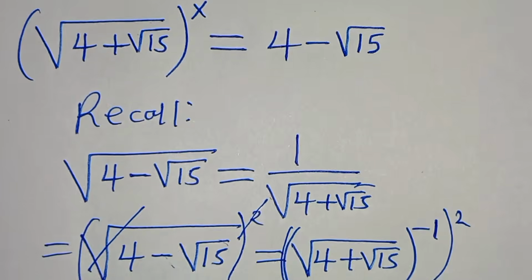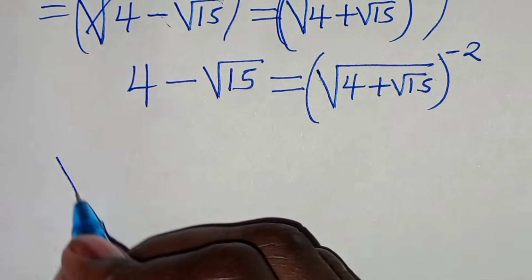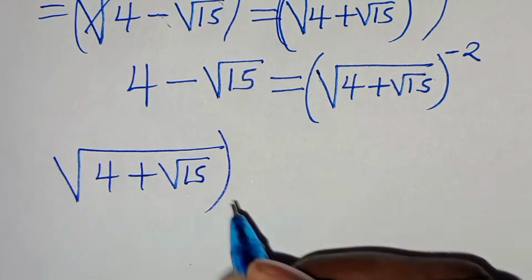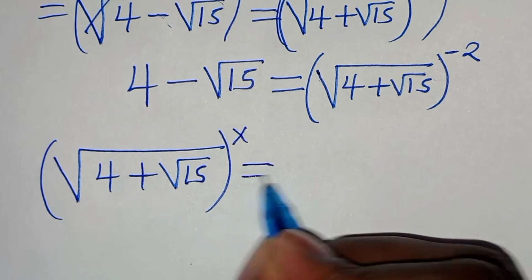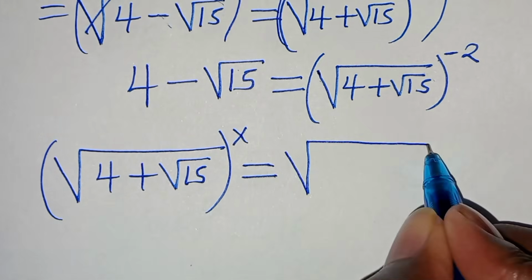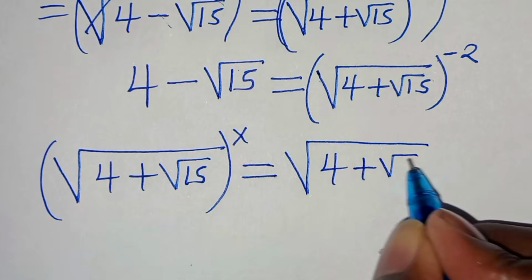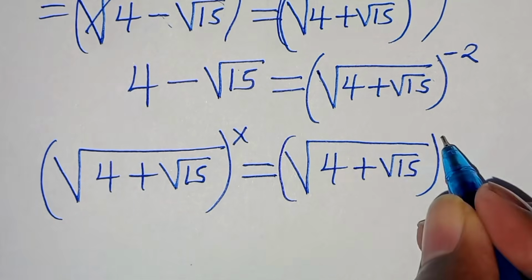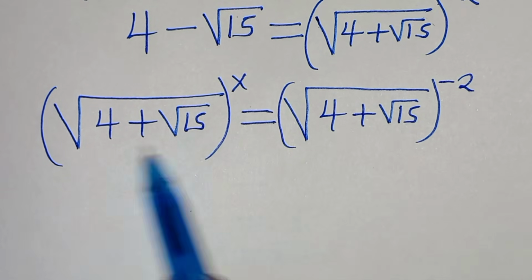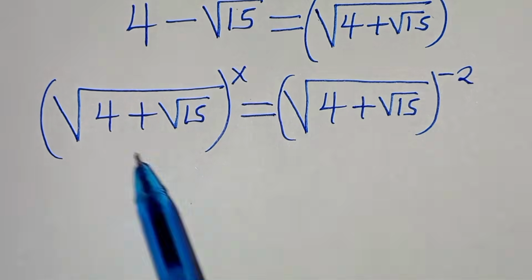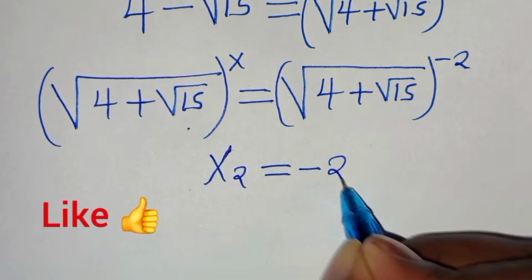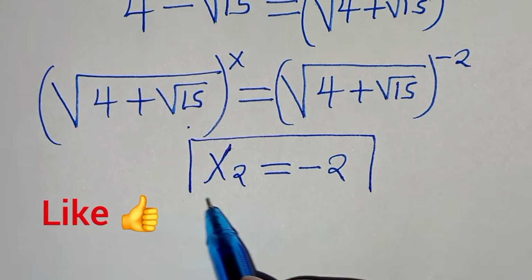Now, if we go back to the equation here, we can substitute the value of 4 minus square root of 15. So now we have the square root of 4 plus square root of 15 raised to the power of x equal to 4 minus square root of 15, which is the same thing as square root of 4 plus square root of 15 raised to the power of minus 2. So this is interesting. You can see now the bases are common here. And this means that x2 is equal to minus 2.